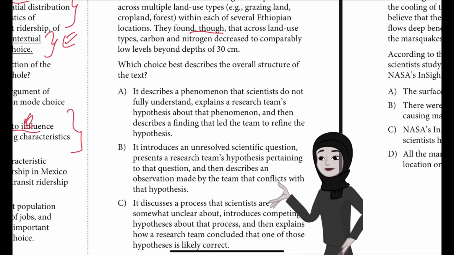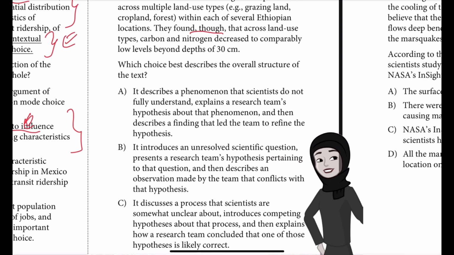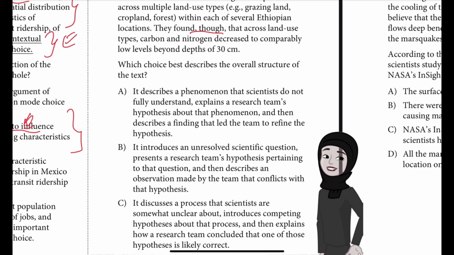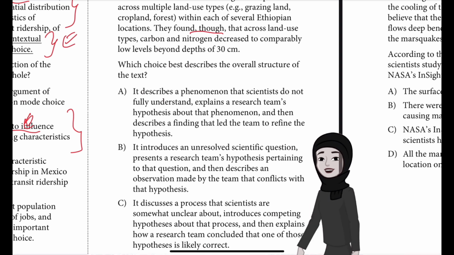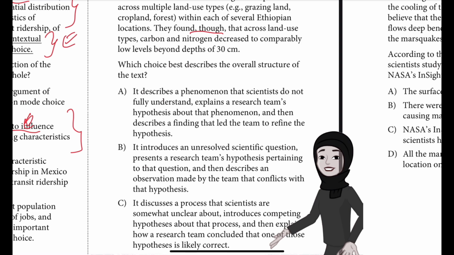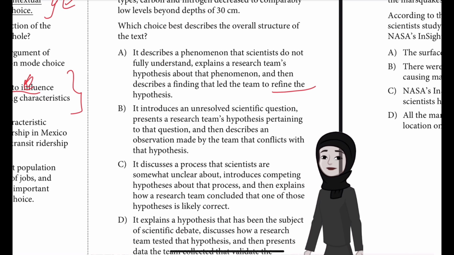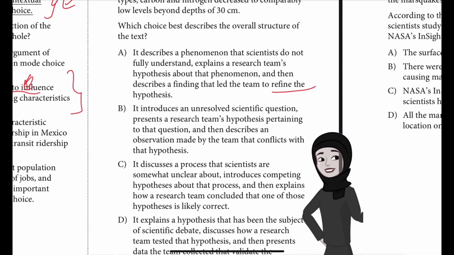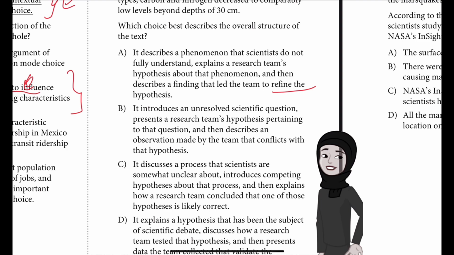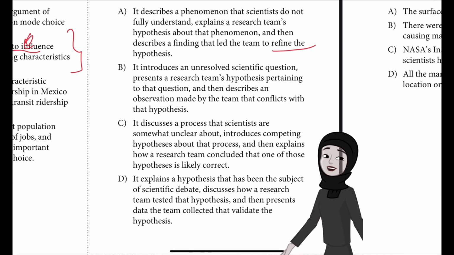Is it A? It describes a phenomena that scientists do not fully understand, explains a research team's hypothesis about the phenomena, and then describes a finding that led the team to refine the hypothesis. Then B. It introduces an unresolved scientific question, presents a research team's hypothesis pertaining to that question, and then describes an observation made by the team that conflicts with that hypothesis.